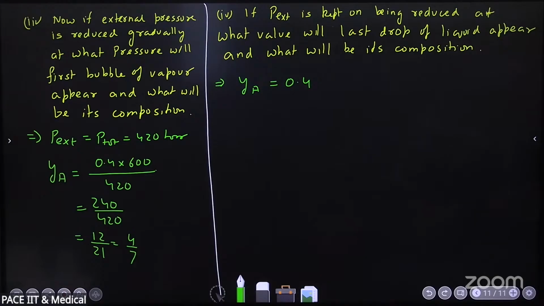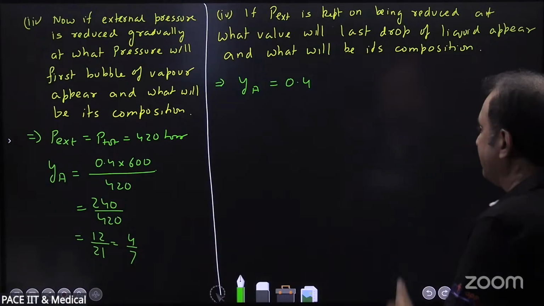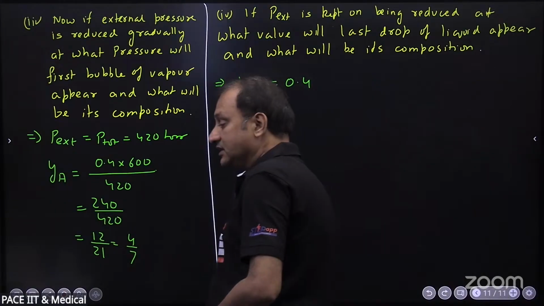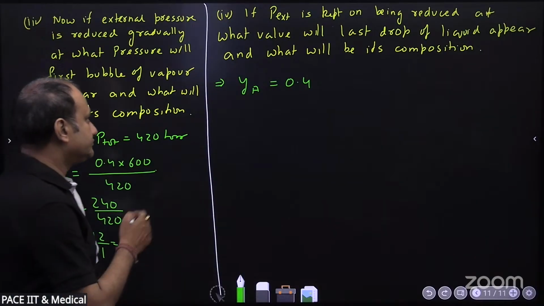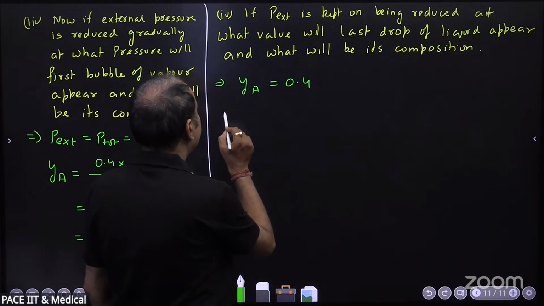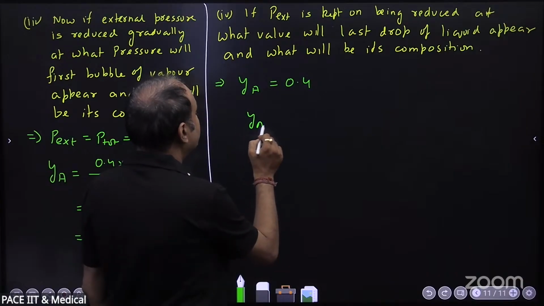So we have to find when YA will become 0.4. What should be the external pressure there? And what will be the composition of that last drop of liquid? So let's see. Let's write the expression for YA.